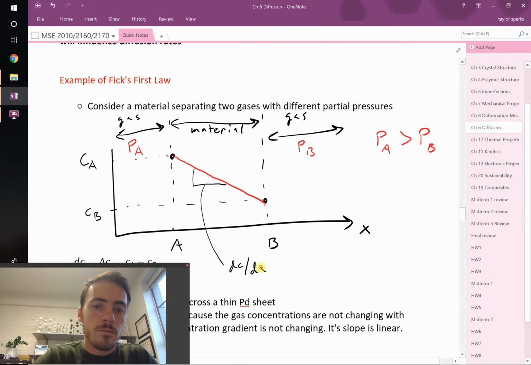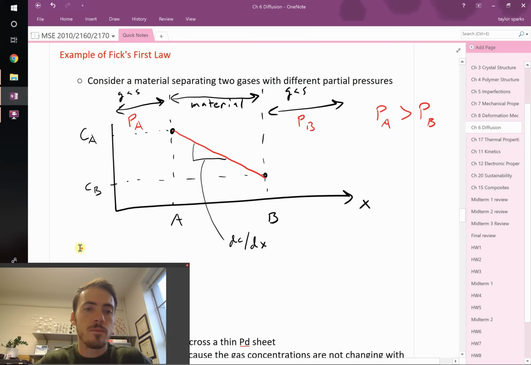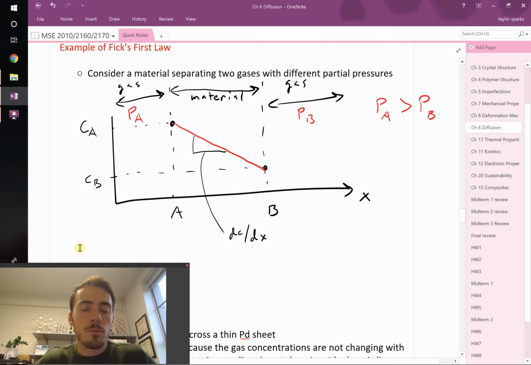dC/dx, and it's constant. It will only be constant under steady state conditions. We're going to show you in a minute what it looks like under non-steady state conditions, but it changes things a little bit, okay? So this is our problem.